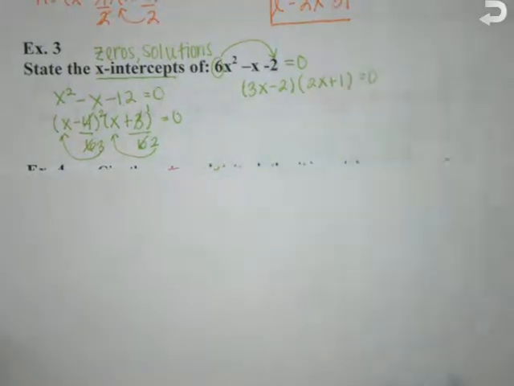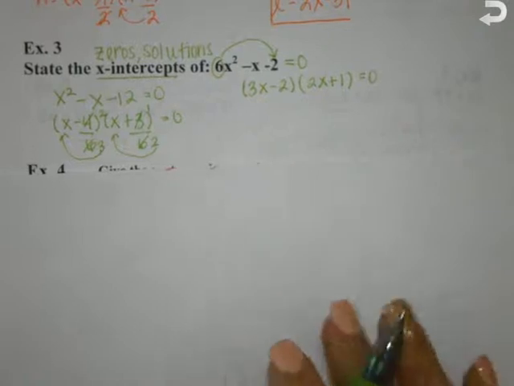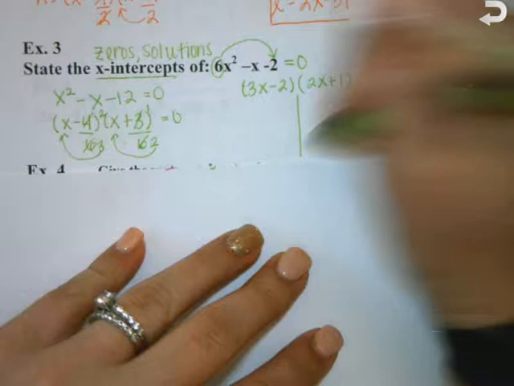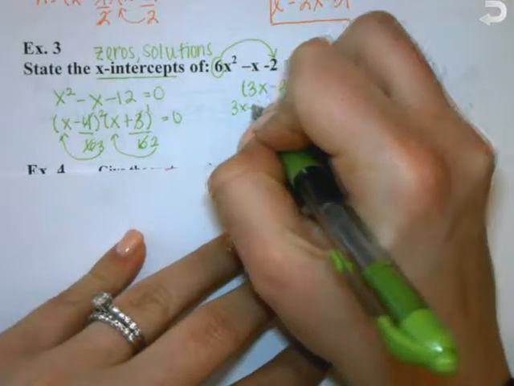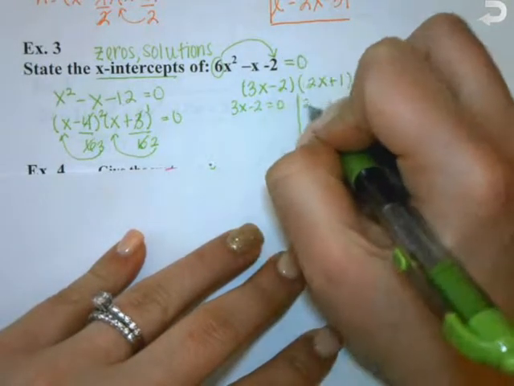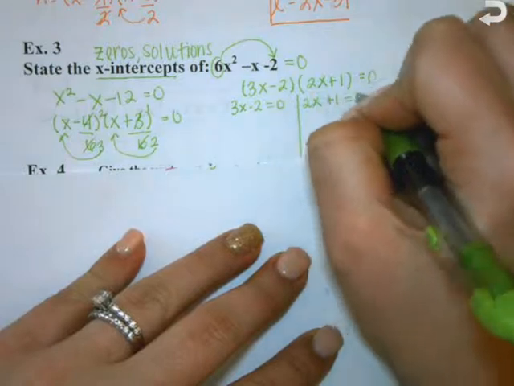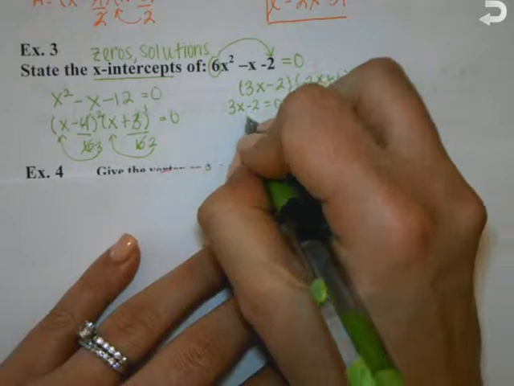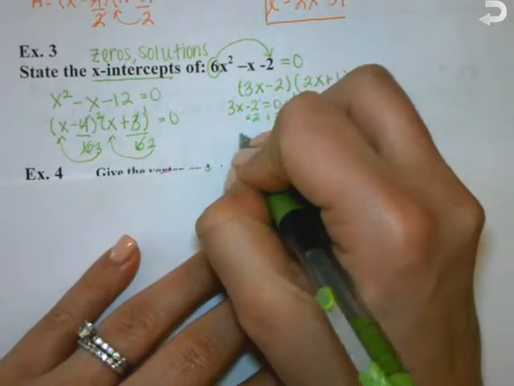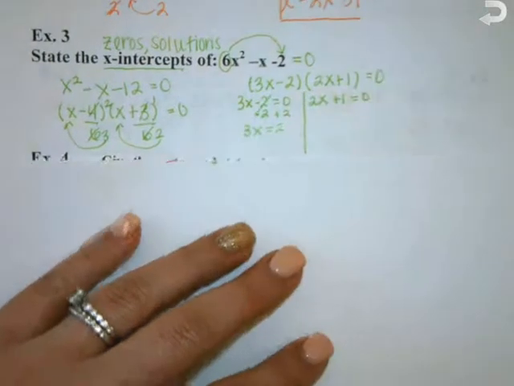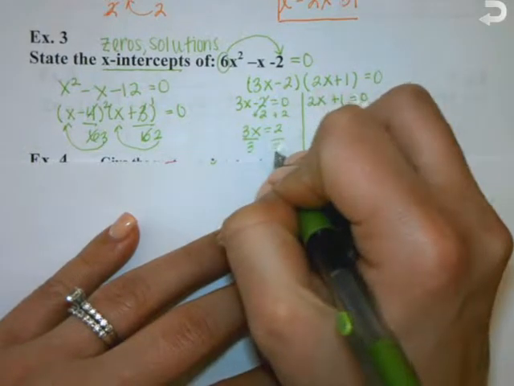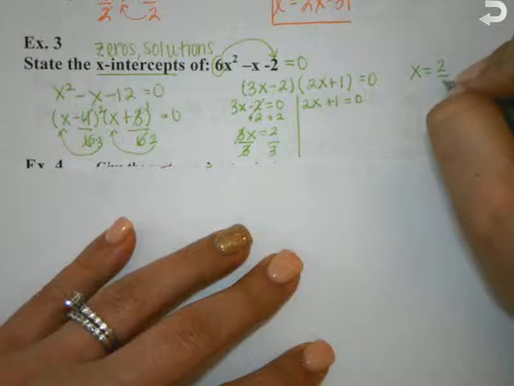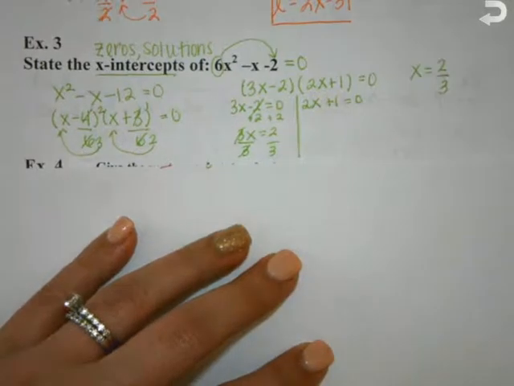And how do I solve for x here, guys? Set each one equal to 0. That was called the zero product property. So this is 3x minus 2 equals 0, and 2x plus 1 equals 0. So to solve, we're going to add 2 to both sides. 3x equals 2, and then we're going to divide by 3. So one of our solutions is x equals 2 over 3. How would I find the other one?